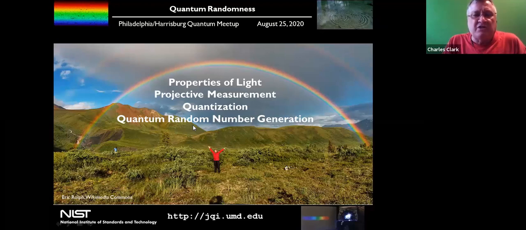So let's start with light. Here's a nice picture that I got from Wikipedia, a beautiful rainbow seen in Alaska, and I have to apologize to anyone participating here who has a severe visual disability, but the basic properties of light are familiar to most everyone. Here's a start on them.